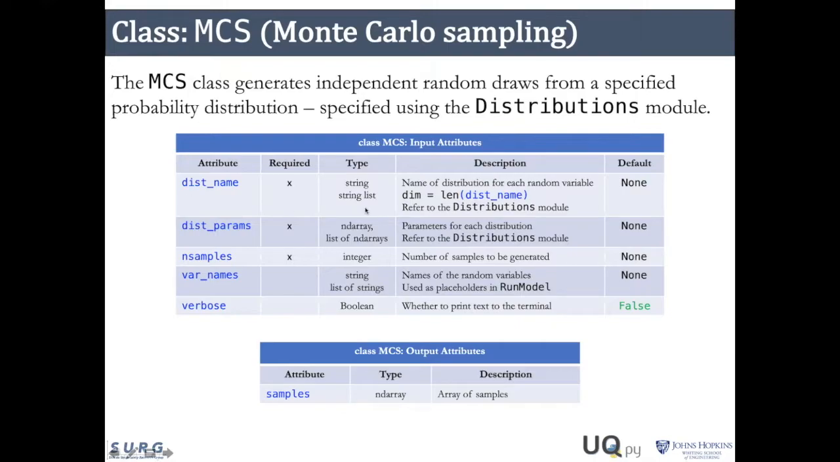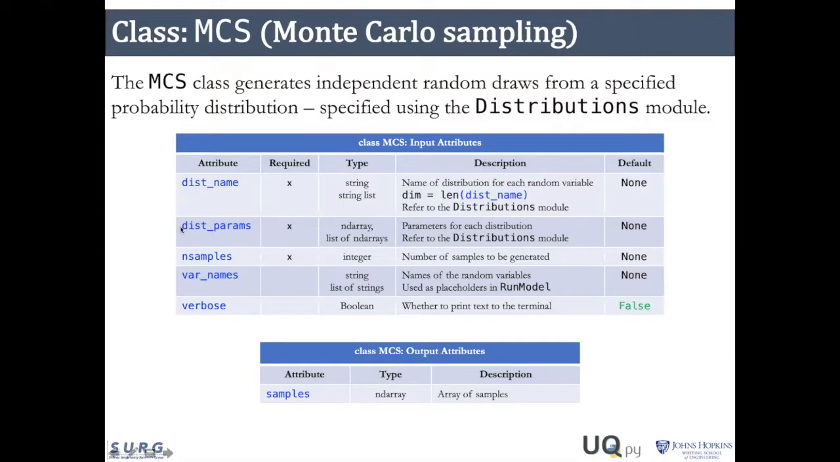So as seen in the distribution model, the distribution name is again a string if we have one random variable, or a list of strings if we have more than one random variable. There is no default value for this. This means that it needs to be provided by the user. And also the length and the size of the distribution name defines the dimension of the problem. So if one provides a list that has 5 entries, this means that we have 5 random variables, which means that basically we are in a 5-dimension parameter space.